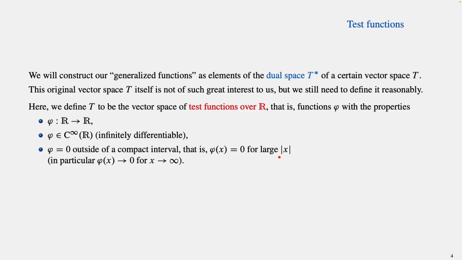So in particular, this means for large values of x, or absolute values of x, phi of x is always equal to 0. And what follows from that is in particular that phi of x goes to 0 for x to infinity. This property will be very important when we look at integration by parts later on.